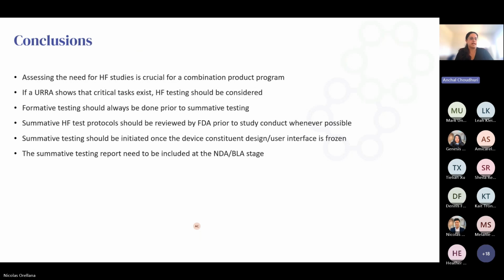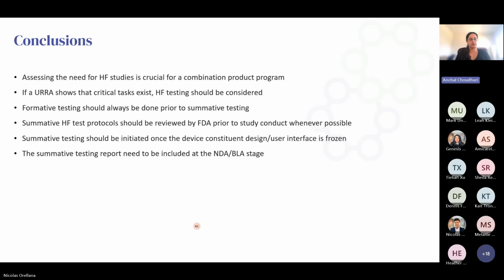So in conclusion, assessing the need for human factor studies is really a crucial consideration for a combination product program. To determine the need for a human factor study, you'll need to do a URRA, or use-related risk analysis, to see if critical tasks exist. If they do, then human factors testing should be considered.